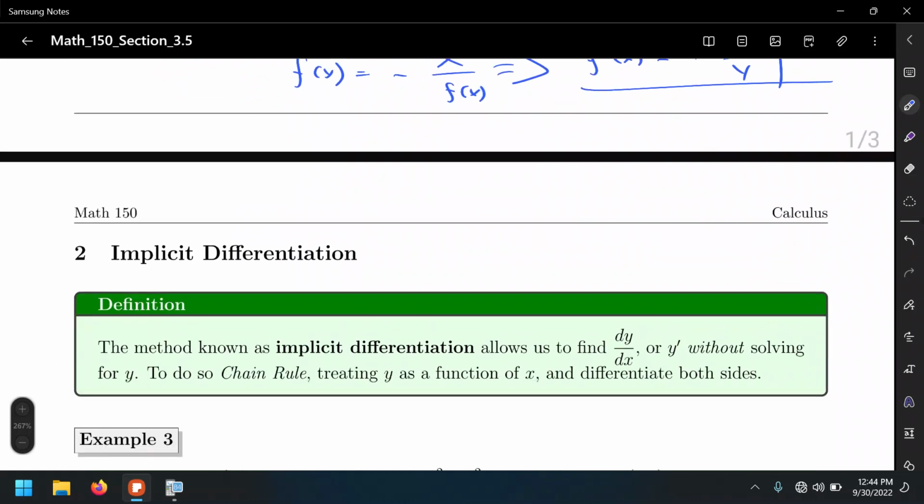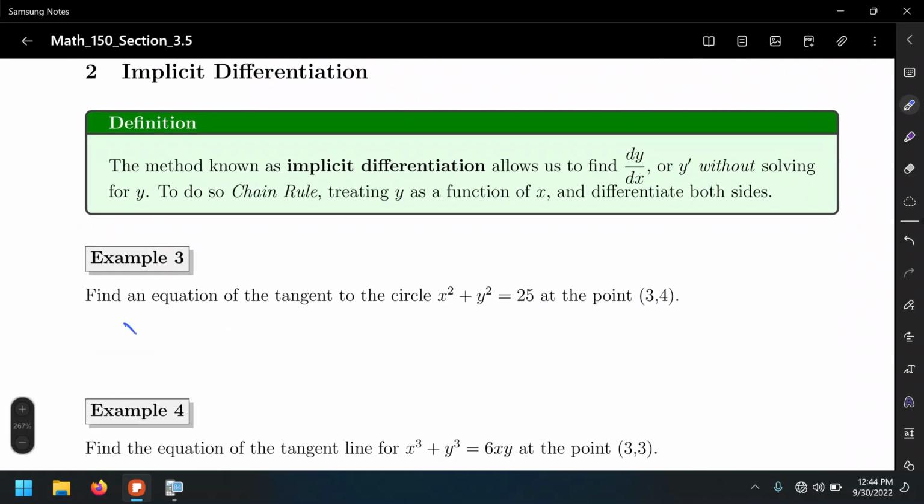So from before, y prime equals negative x over y. So we got the derivative from before. Now we need to find the equation of the tangent line. To find an equation of a tangent line, there are two pieces of information. What are those two pieces of information? The slope and what else? And a point. We got a point, but we don't have the slope.